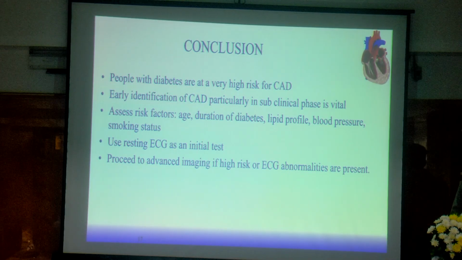high risk factors like the age, duration of diabetes, high cholesterol or associated other risk factors like smoking or high blood pressure, and the presence of vascular disease elsewhere, if there is a carotid vascular disease or a peripheral vascular disease. Also use ECG. Of course, it is a very, very important tool because it is an initial, easily available resting tool. If it is abnormal, fine, you have identified, but if it is normal, you have to proceed to risk factor identification, and if the risks are high, you have to proceed for advanced imaging and further cardiac evaluation.